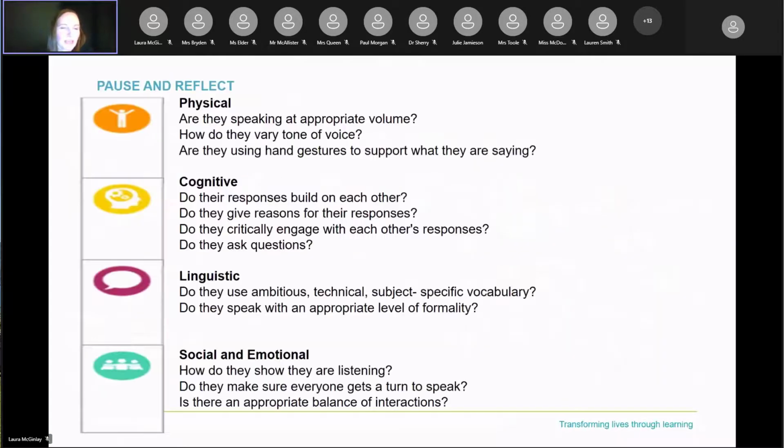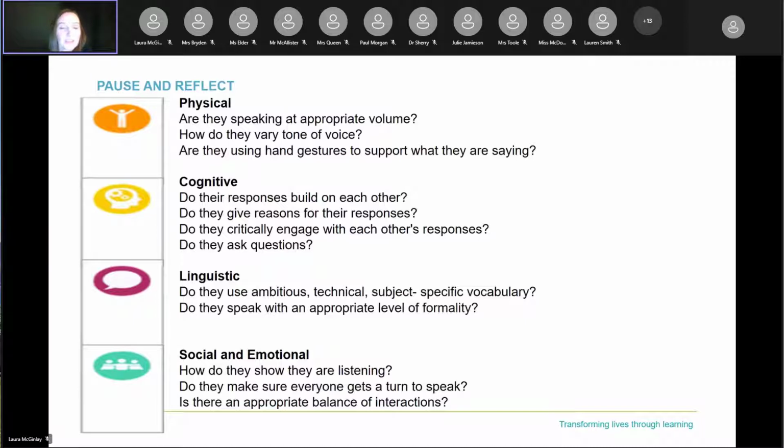So thinking about the prompts that we gave you and thinking about that group of learners in the film, what did they do well? Did everyone get an opportunity to contribute? Thinking about how they invited Callum, for example, to take a turn. Did their responses build on each other's ideas? Who do we think did this well?